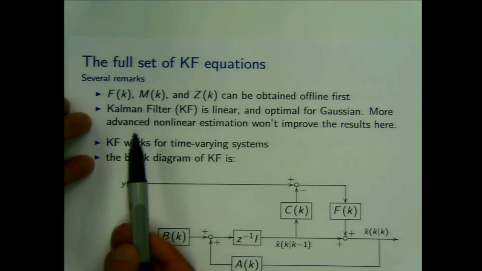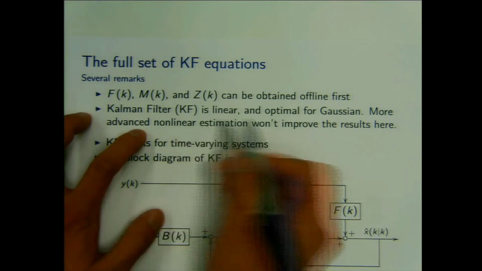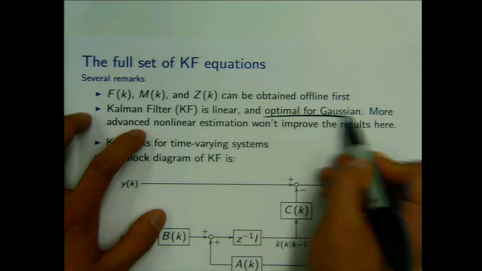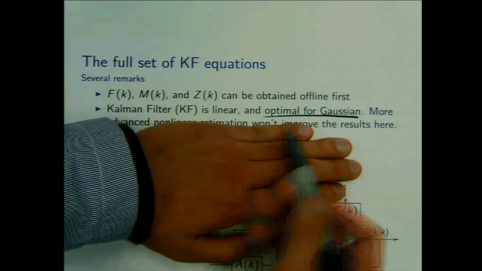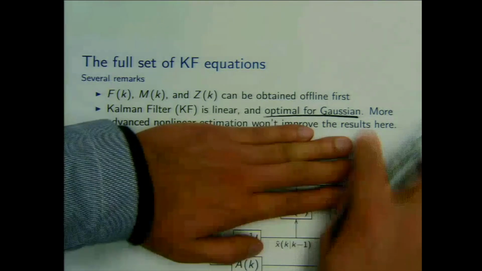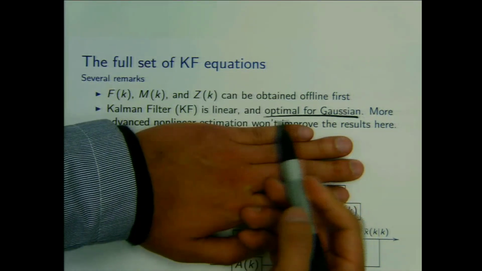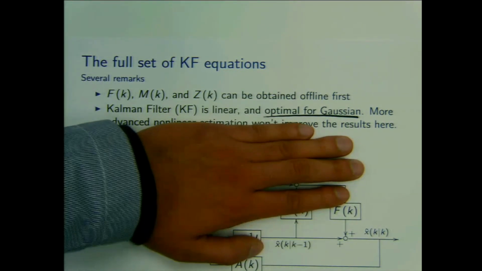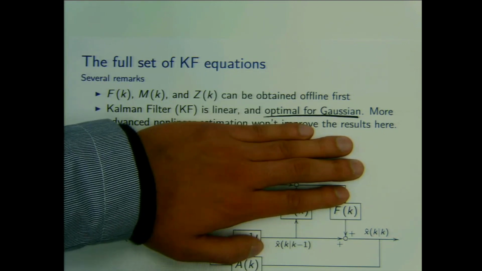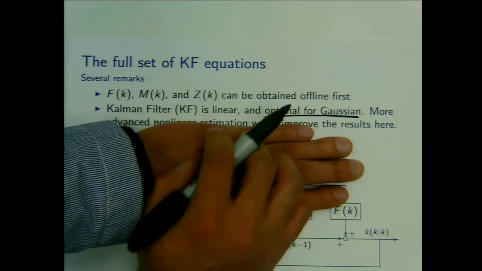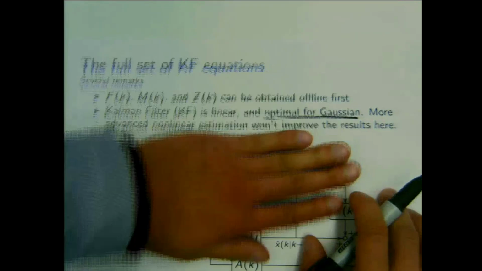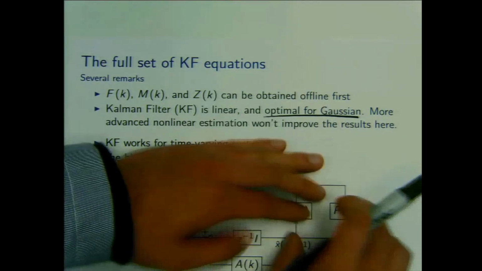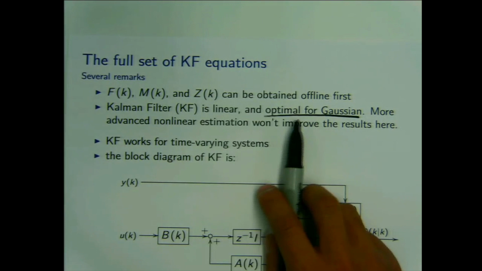There are a couple of concepts I want you to see. First of all, as you can see, the Kalman filter is linear. I didn't use any nonlinear functions in the Kalman filter. And the Kalman filter is optimal for Gaussian noise. It won't help if I use second order or any type of nonlinear estimation schemes. This linear filter is sufficient to obtain the optimal solution for Gaussian, all right? So more advanced nonlinear estimation won't improve the results here. The only possible way to improve it is the case when the noise is not Gaussian.